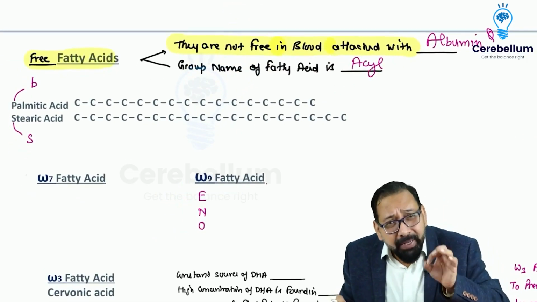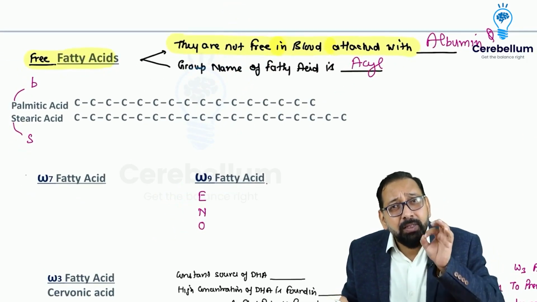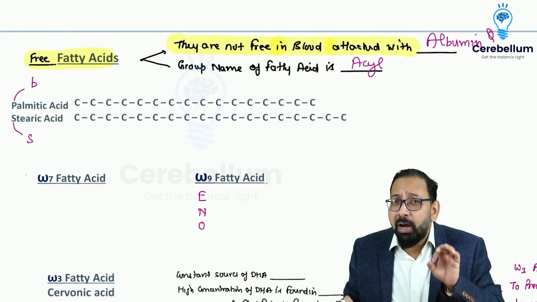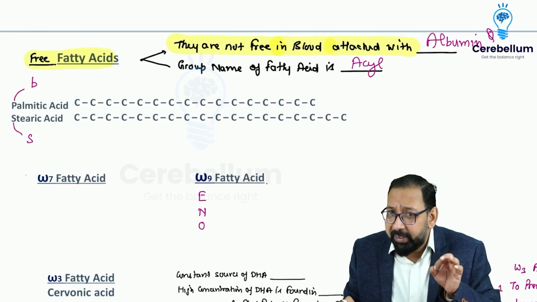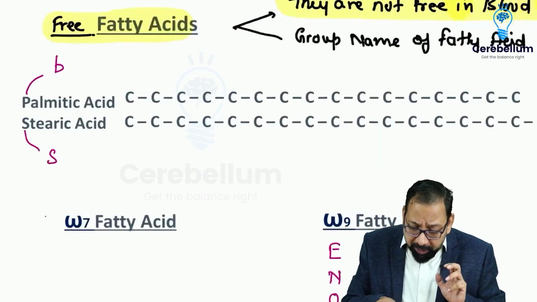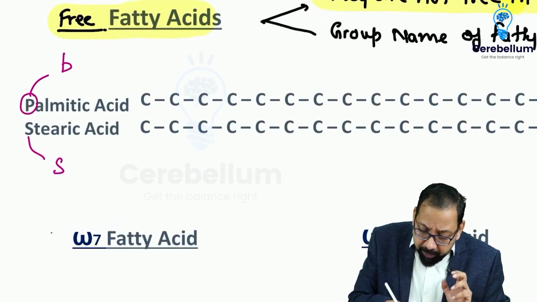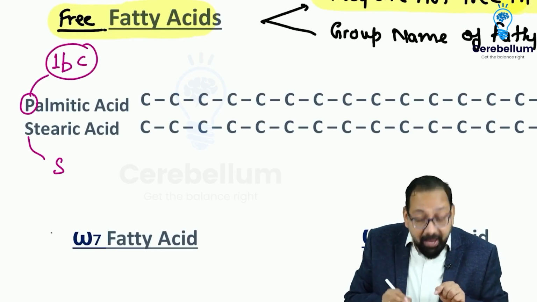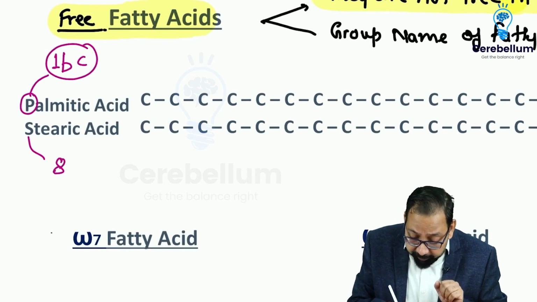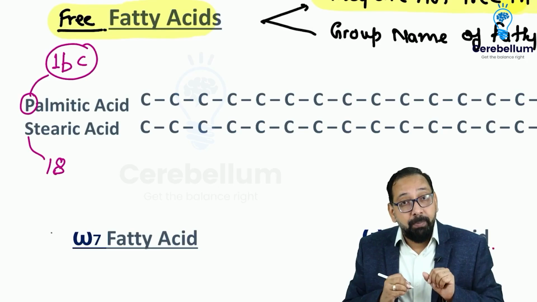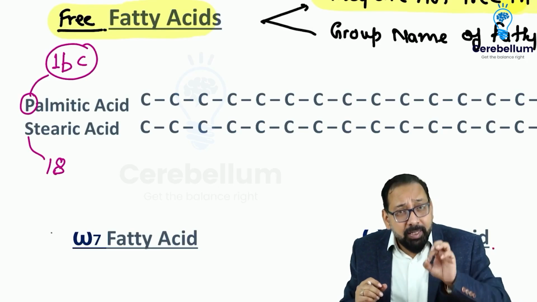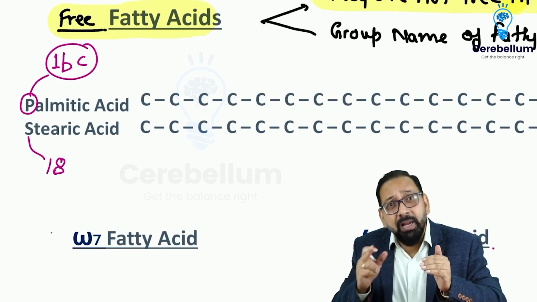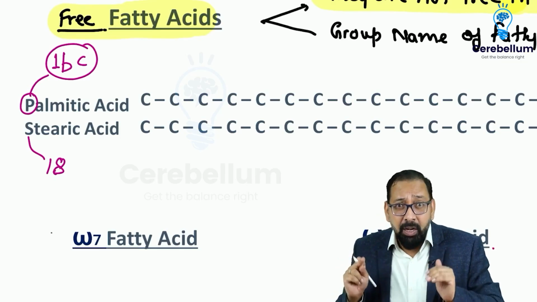If I say palmitic acid, stearic acid, they are saturated fatty acids, meaning they have no double bond. The question is asked: how many carbon atoms are there in palmitic acid? 16 carbon atoms. You can easily remember: if you rotate P, it looks like 6. Just put 1, 16 carbon. As for stearic acid, if I rotate this and put 1, 18 carbon. So palmitic acid and stearic acid are saturated fatty acids, having 16 carbon in palmitic and 18 carbon in stearic acid.